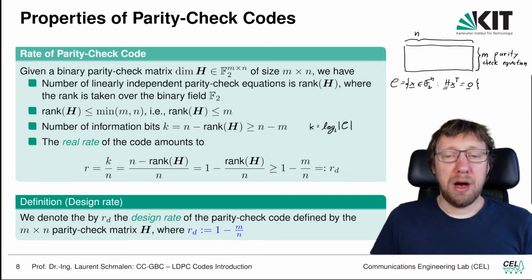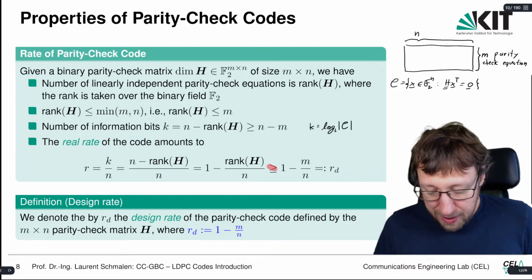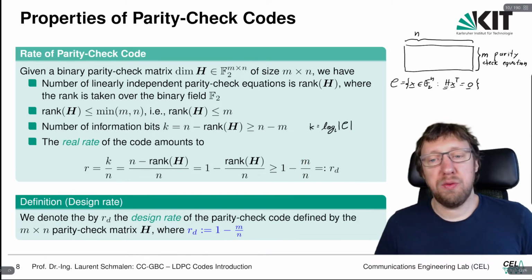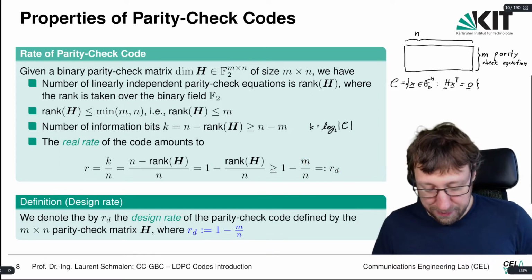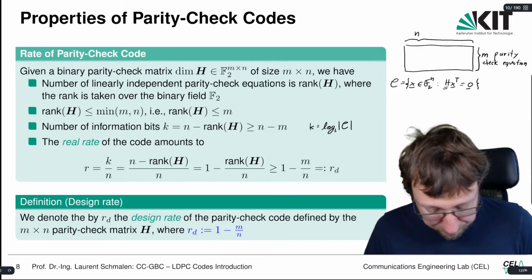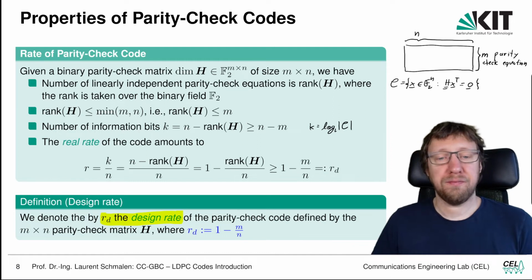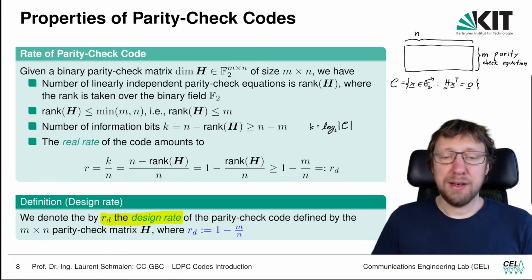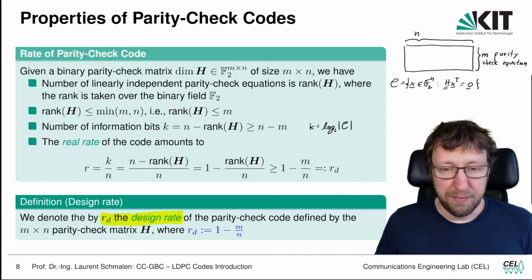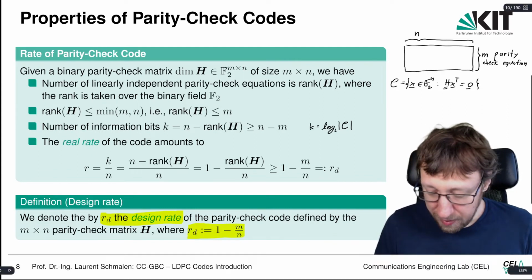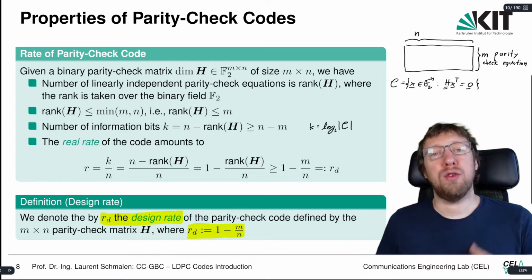But we can give a bound. We can say the rate is larger or equal than 1 minus M over N. And this is what we call the design rate. This is what we call RD, and RD is the so-called design rate of the code. So what's the design rate? The design rate of the code that's defined by a parity-check matrix is 1 minus M over N. And that's a lower bound on the real rate.